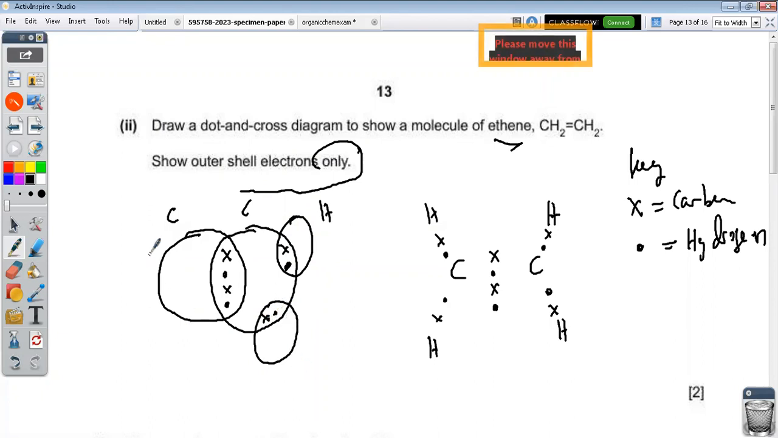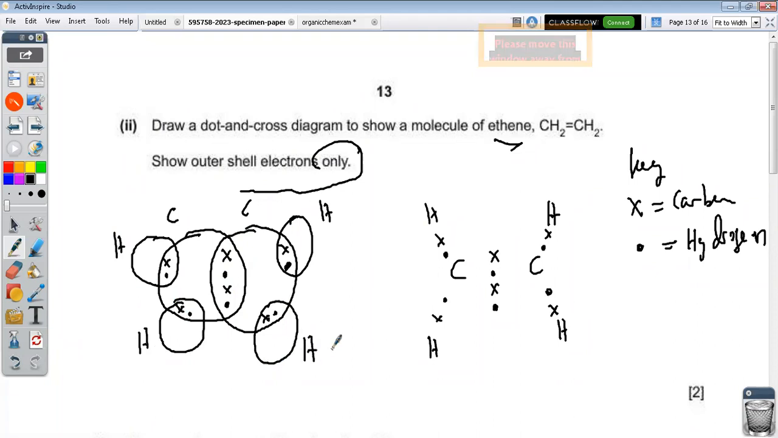Like this. Then there I will have a hydrogen, like this. Covalent bonding topic. Then there I'll have a hydrogen. So 4, 6, 8, balance. Clear? Hydrogen, hydrogen, hydrogen. Make sense?